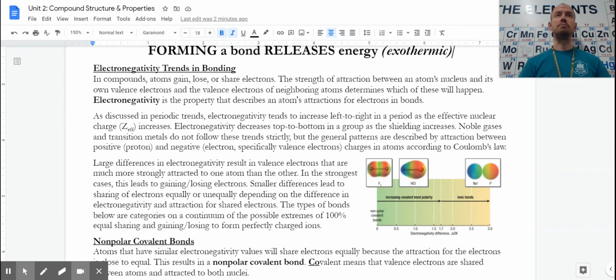So if I have two atoms in a bond, do they both have very strong attraction for electrons? Is one strong and one weak? Are they both in the middle? And that'll tell us what happens to the valence electrons. Will they share them? Will they gain and lose them? If they're sharing, what would that look like?